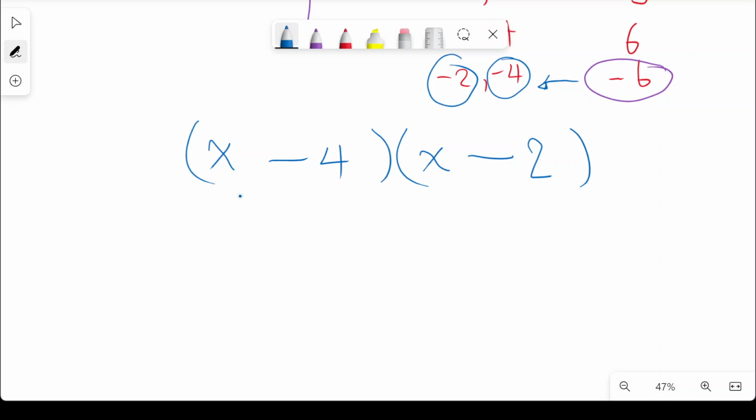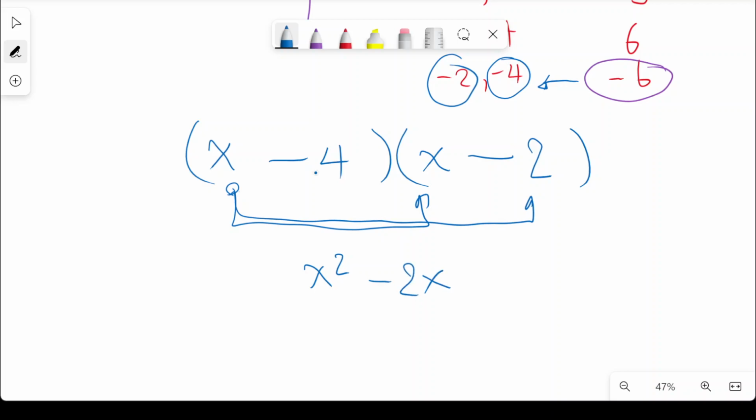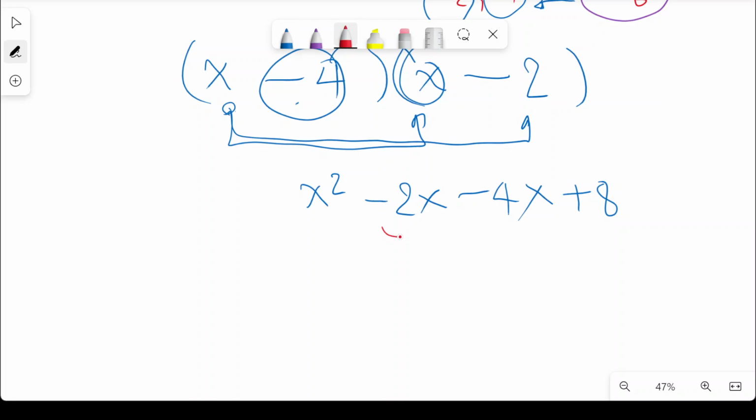So first, you multiply x by x, that gives you x squared, right? Next you keep this x and multiply the second one of the second parenthesis, which is negative 2, that gives you negative 2x. And next we multiply negative 4 by the x and that gives you minus 4x, right? And then the last one is negative 4 times negative 2, which gives you plus 8. And these two are like terms.